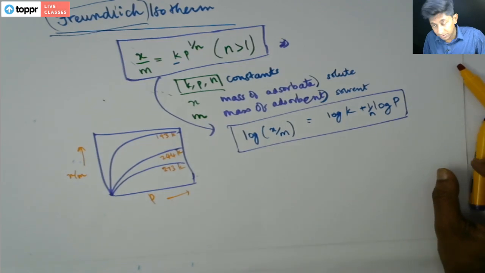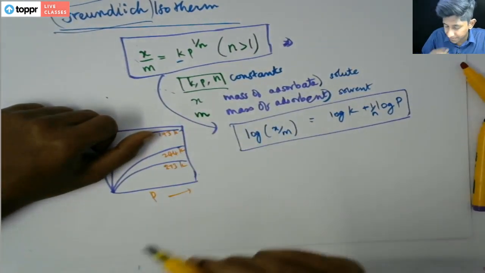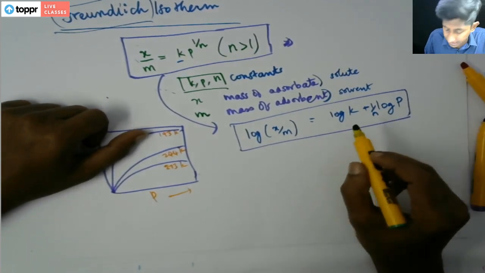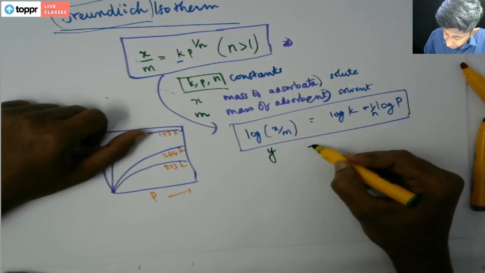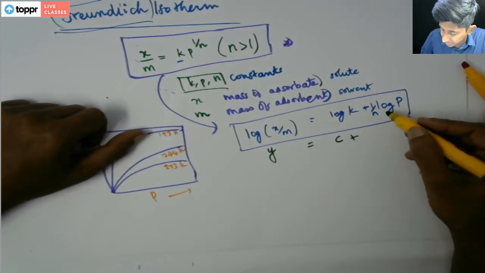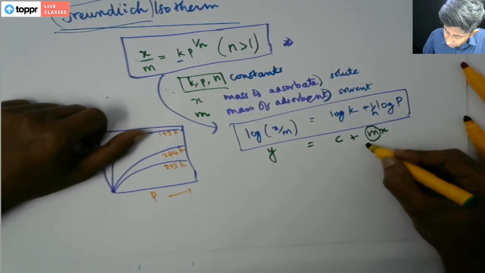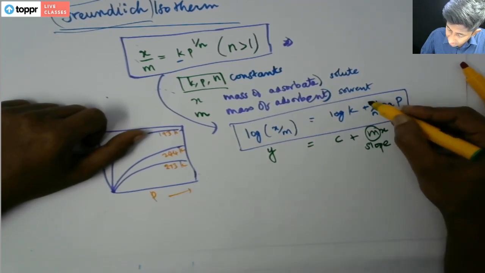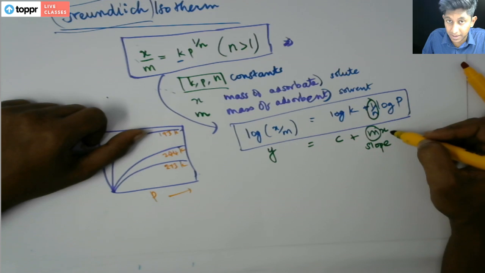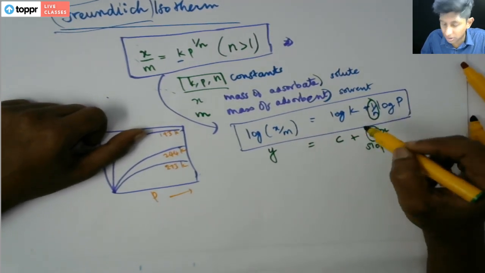So in this case, if you use this equation and try to form a graph, you can see that this is in the form of y equals mx plus c. So this is y, this is c, k is a constant, and this is mx. So m, as you know, is the slope, correct? In this case, that is 1 by n, and x is log p, y is log of x by m, and c is log k.